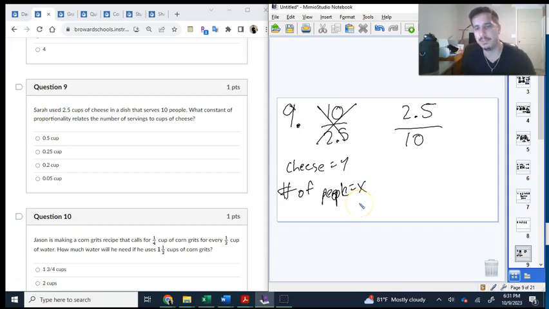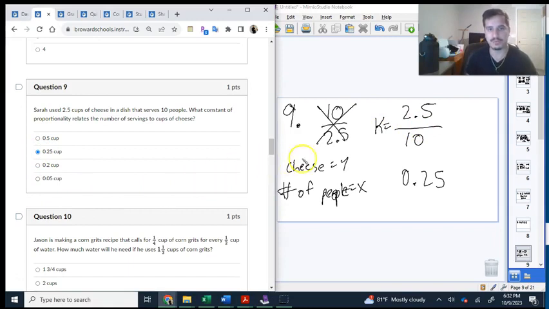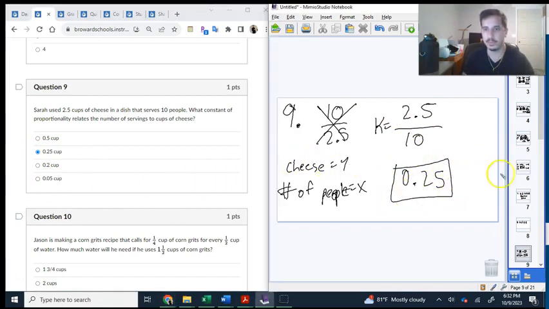So the amount of people, that looks terrible writing, but the amount of people is X. So Y over X equals K. So when we solve this, we do 2.5 divided by 10. We end up with 0.25. All right. So we see our answer, 0.25 cups. Boom, boom, boom. Moving on.